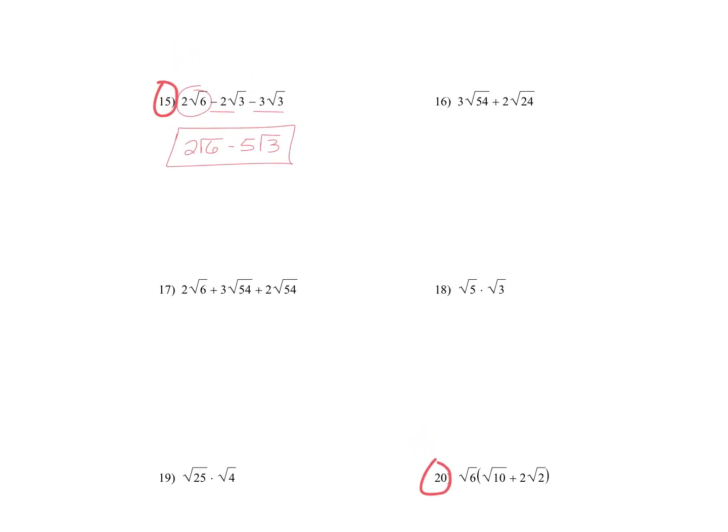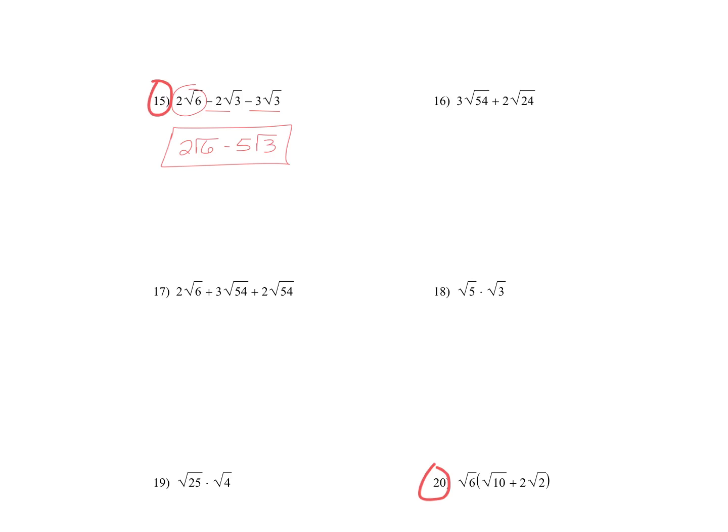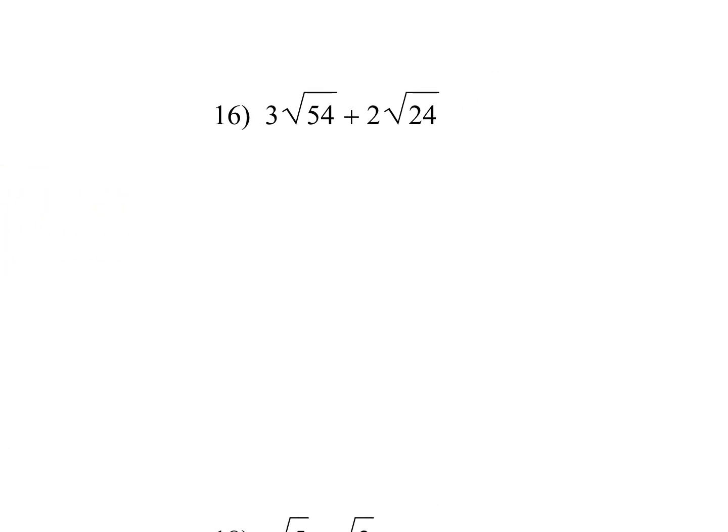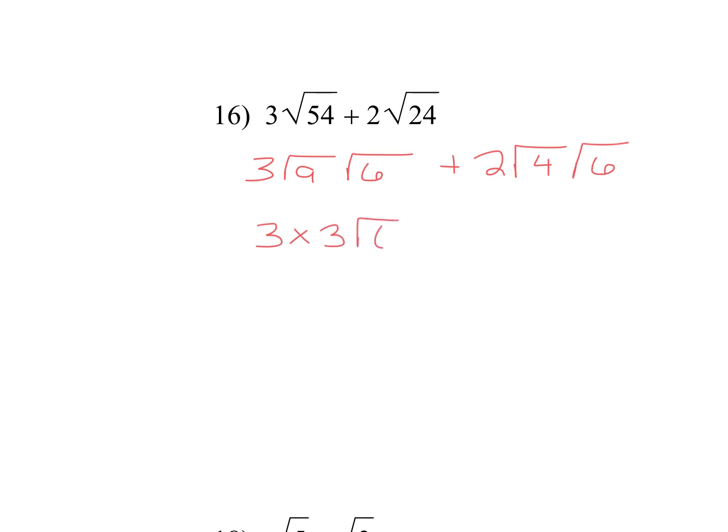Okay. I'm going to look at 16. It's a little different. Do I have like terms? No, but can I simplify? Yes. So I'm going to start with that 54. What's a perfect square that goes into 54? 9 and then 6. And then what's a perfect square that goes into 24? 4 and 6. So simplify. I have 3 times the square root of 9, which is 3 square root of 6. And then what's the square root of 4? Yep.